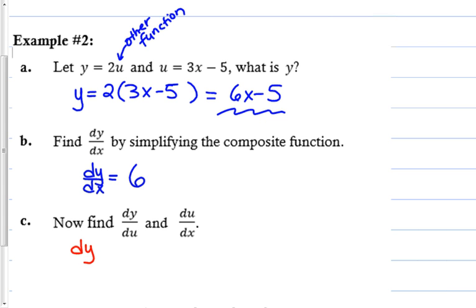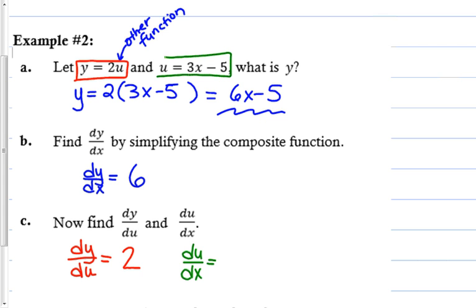So dy du would mean the derivative of my function y with respect to u. U is my variable that I am deriving for. So I look back up here. This is my function. So the derivative of that function 2 times u would just give me 2. Now I'm going to derive du dx, which is the derivative of the function called u with respect to x. I'm looking back up here, and there are x's in it, so that's fine. So derive that, and I get 3.